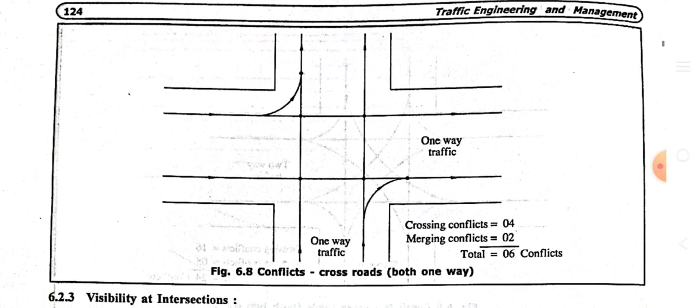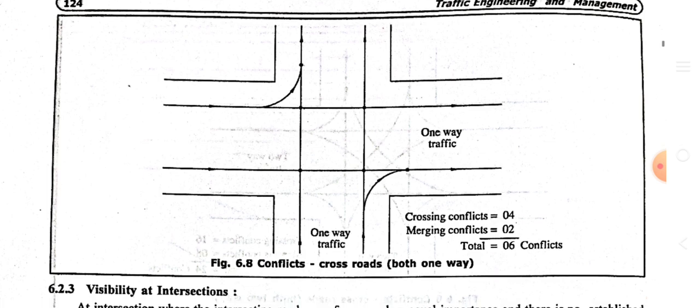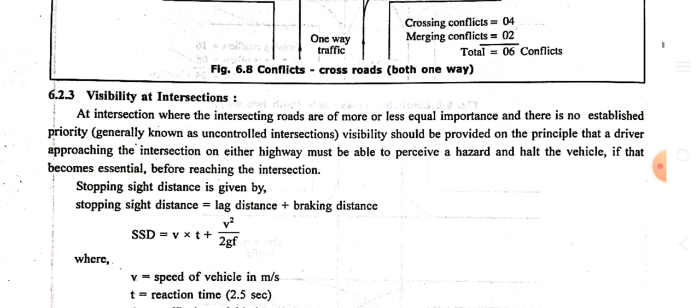Now next is a conflict at a crossroad where both roads are one way. So here both roads are one way and cross with each other at a single point. So here a total of 6 conflict points is considered.